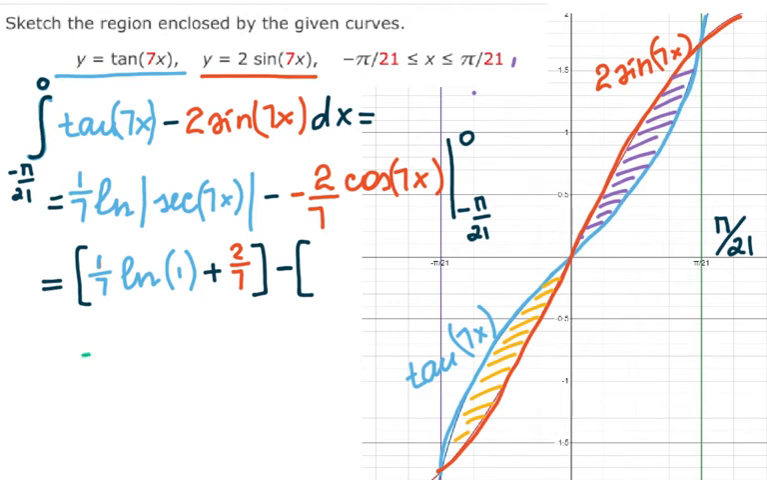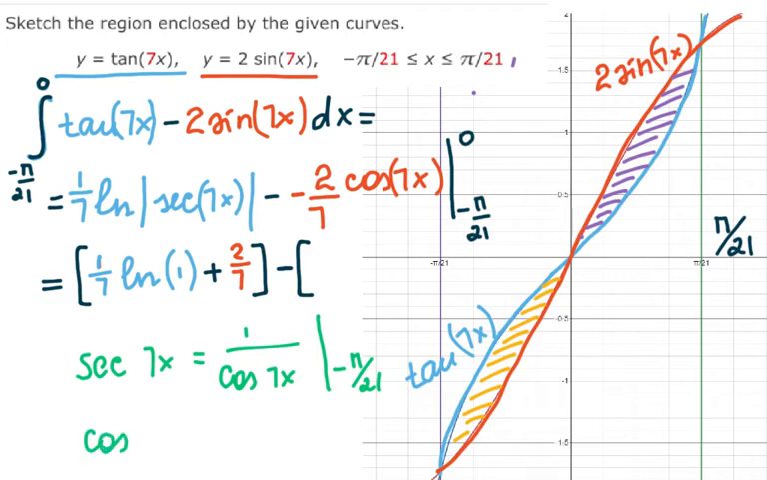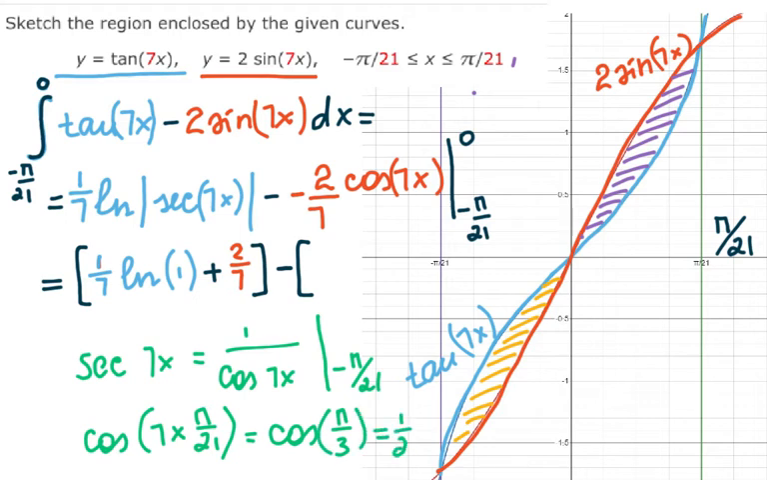And let's look at this part. So I have the secant of 7x, and that is the same as 1 over cosine of 7x. If I plug in negative pi over 21, let's see what happens to the cosine when it has 7 times pi over 21. Because the cosine function is even, whether it's positive or negative, it always will give you a positive answer. So that's the same as cosine of pi over 3, and cosine of pi over 3 is 1/2.